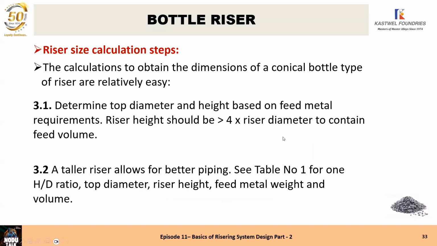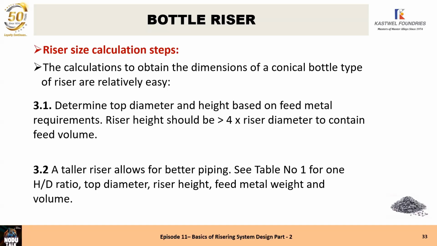To obtain the dimensions of the conical riser will be easy. Determine the top diameter and height based on the feed metal requirement. We have got the feed metal requirement, and therefore we can determine the top diameter of the pipe and the height of the pipe. Riser height should be more than 4 times the riser diameter to contain the feed metal. This is important. The riser height should be more than 4 times the riser diameter at the parting line to contain the feed metal. A taller riser allows for better piping.